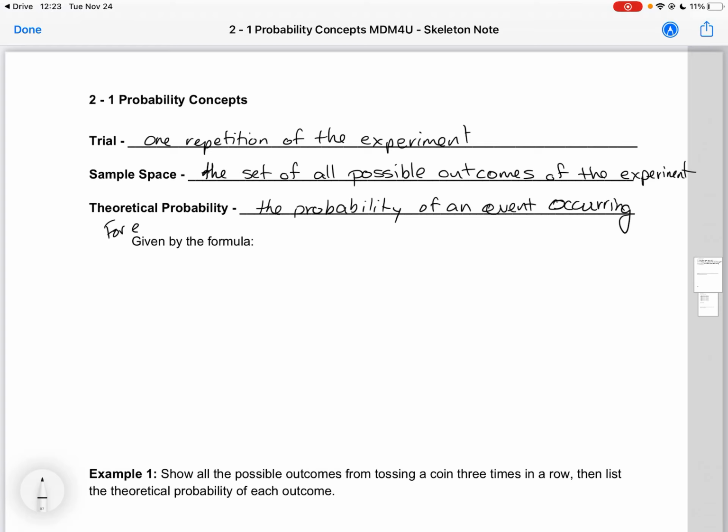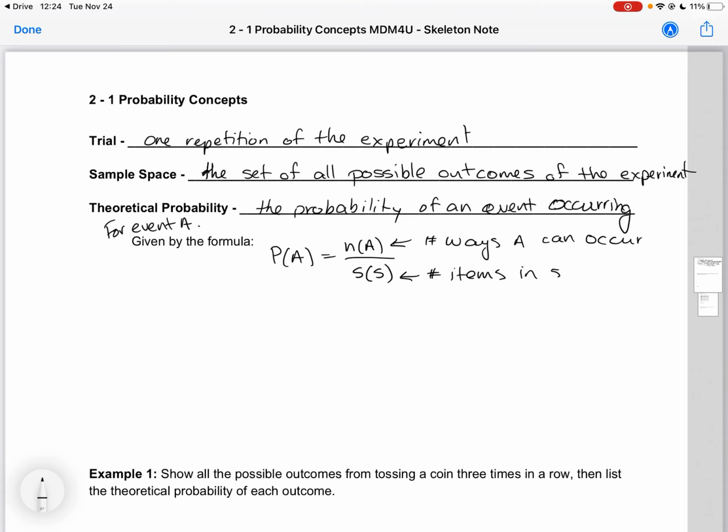And for event A, we can use the formula. The probability of event A is equal to the number of ways A can occur divided by the number of items in the sample space. So number of ways A can occur divided by the number of items in the sample space, which is also your number of possible outcomes.